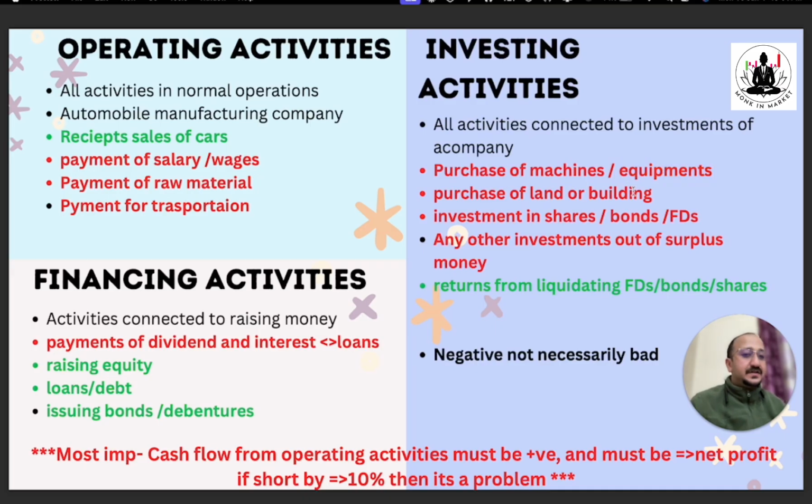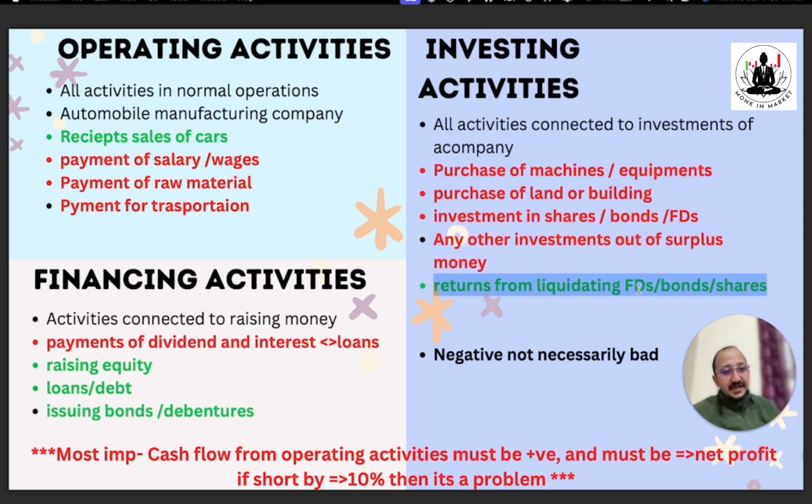I am buying land or building, right? I can invest in intangible securities as well, that is shares, bonds, FDs as well, right? And I can do any other investments from the surplus. So I am having some extra money, so I am buying or investing in something, a fixed asset out of that, right? Now, since it is going out of my pocket, it is red in color.